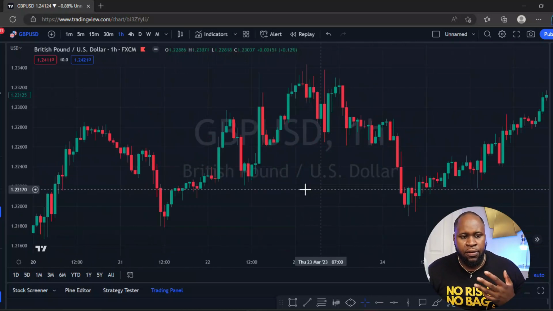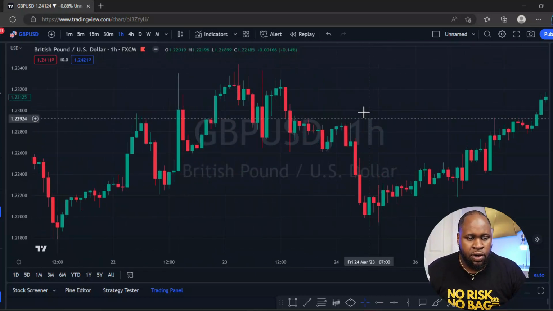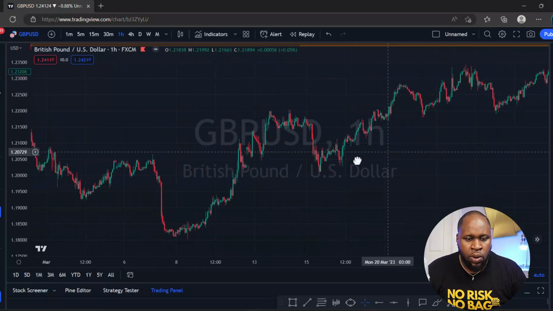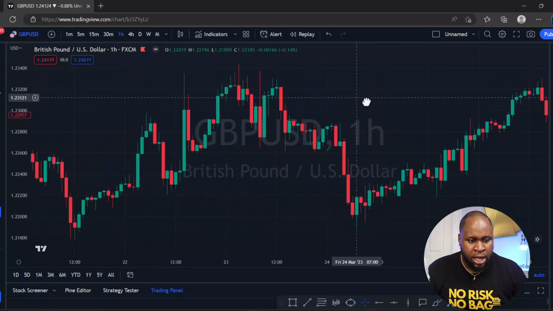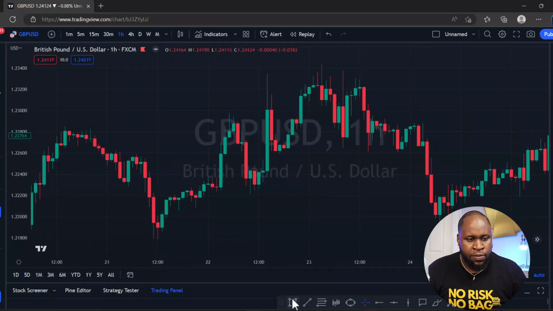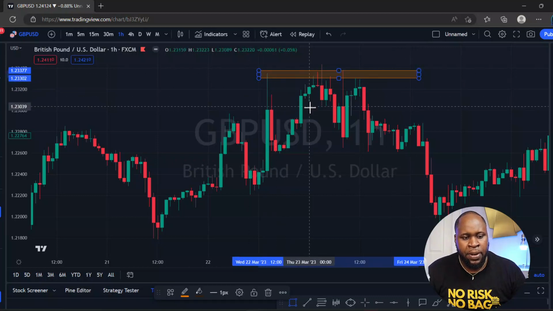Let's look for another one. All right, so let's look at this area over here. In this area we don't have that much data, but if we look at where the previous wick came up right over here, and we drag this across, we can see that we have an area of resistance. That should be a bit clearer to you.